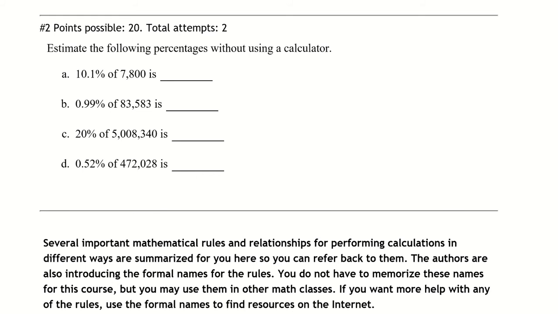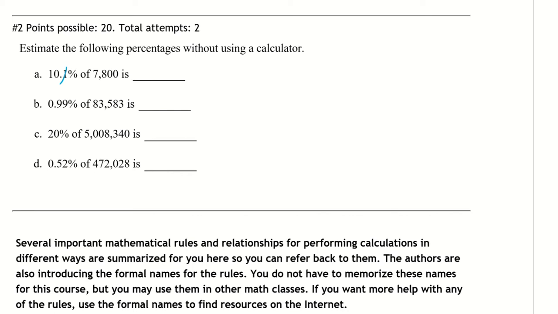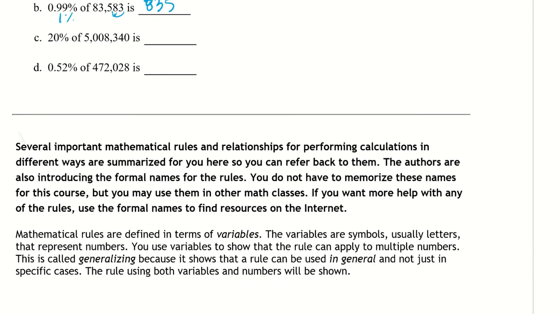When we're estimating without a calculator, then we want to do some rounding. So instead of 10.1%, I'll just do 10. And that means I'm taking away 1 0, so it'll be 780. All right, so instead of 0.99, I might round up to 1%. And then 1% would be moving it twice, so maybe 835. Now these are estimating, so your way of rounding might give you a different number. It just doesn't want you to use the exact one because then it knows you used the calculator.